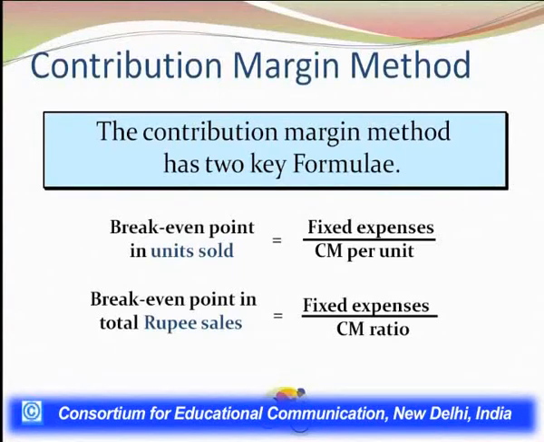The first way was when we were using the equation, right? And the second way I am talking about is when we use this contribution margin method, and it has two formulas. One is contribution margin for finding out the number of units to break even, and the second is used to find out the break-even point in terms of rupees or dollars. So what do we do? We simply divide the fixed cost by contribution margin per unit and find out the break-even point in number of units.